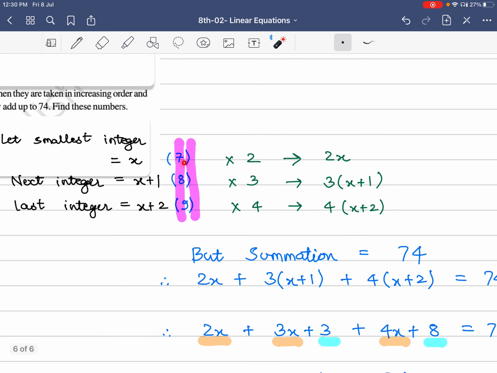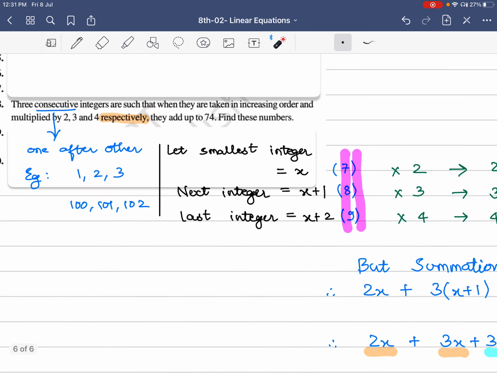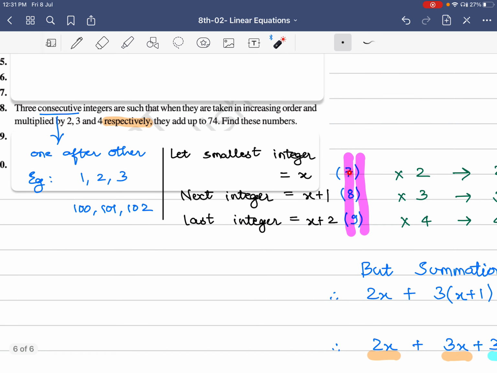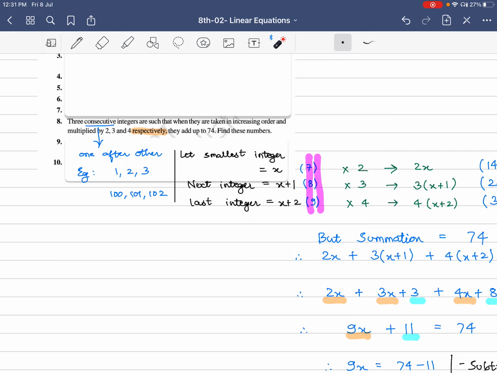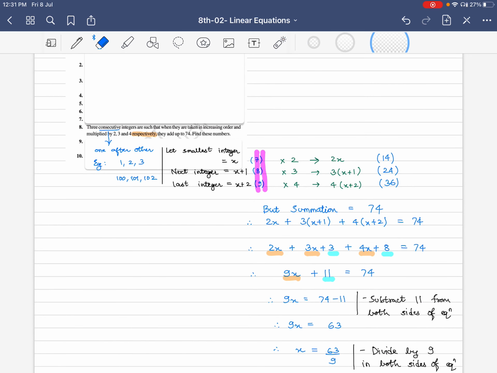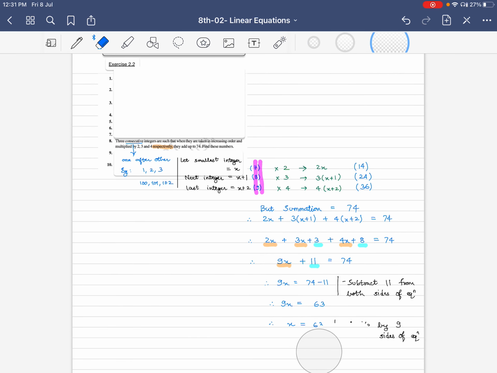And if you multiply them by 2, okay, so let's do the multiplication. So 7 2s will be 14 and 8 into 3 will be 24 and 9 into 4 will be 36. This addition is equal to 74 as the question had mentioned. So thus we have found out those three original numbers 7, 8 and 9. This is how you solve the problem number 8. Now let's try to erase it before we go to next problem.